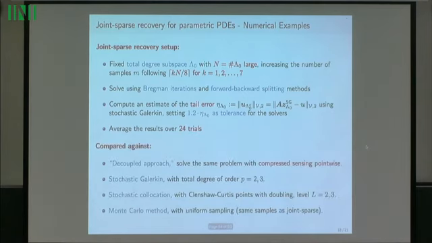The sample points and the subspaces will be fixed for the compressed sensing method, the stochastic Galerkin method, and this joint sparse approach. We're going to solve using what we call the decoupled approach: solve the same problem with compressed sensing pointwise for a functional of the solution, the point evaluation functional. Then we're also going to solve it with stochastic Galerkin, total degree subspace of order p equals 2 and 3, stochastic collocation with Clenshaw-Curtis points with the doubling rule, L equals 2 and 3, and then the Monte Carlo method with uniform sampling. In all of the random sampling methods, we're going to use the exact same samples, but what we're really trying to do is use those samples more efficiently with the joint-sparse approach.